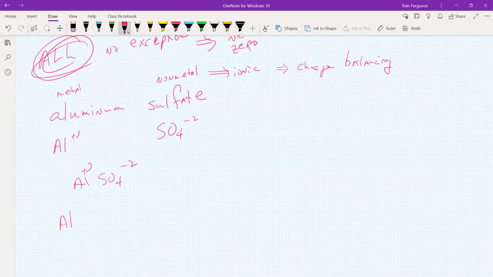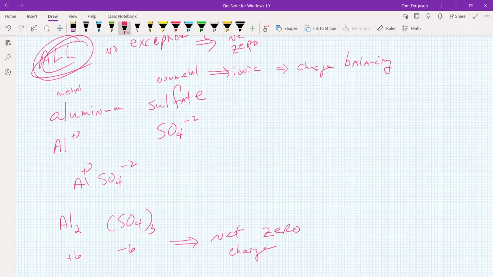So if we do 2 +3s, that gives us a +6. And if we did 3 SO4s, that would be a -6. Giving us a net 0 charge. That is the basis of ionic naming and formula writing. We need a net charge of 0. Okay, so the formula is going to be Al2, 3 sulfates, SO4. Okay, so that's the essence of covalent and ionic naming. And also importantly, it's not only naming, but formula writing, particularly in the ionic.